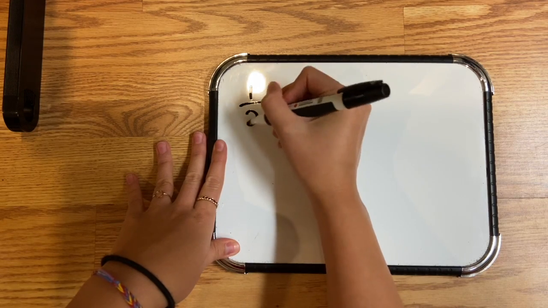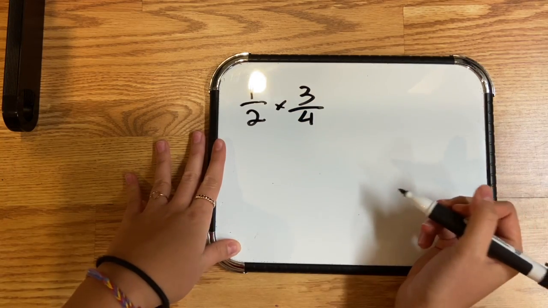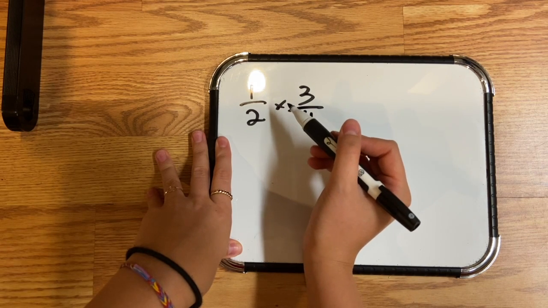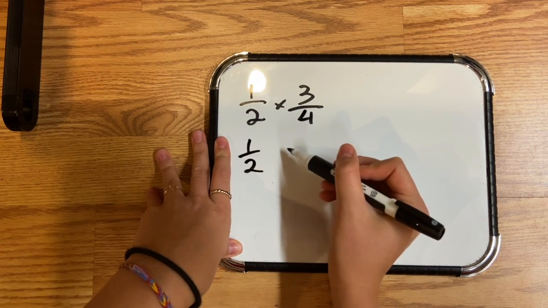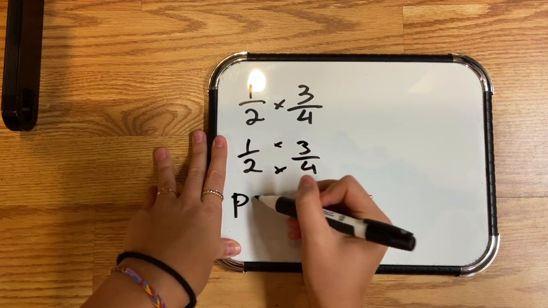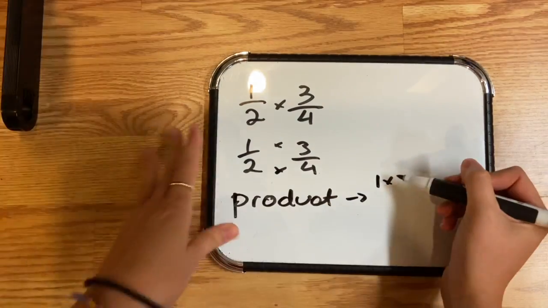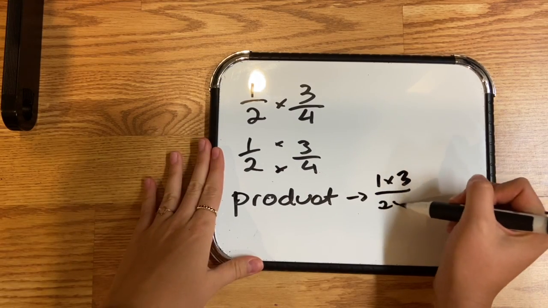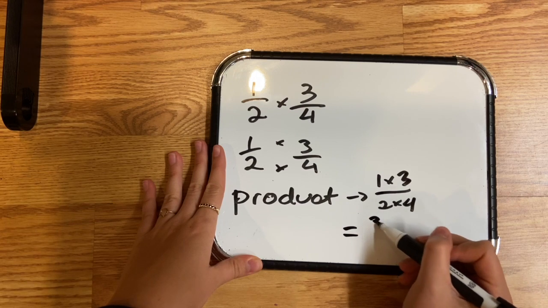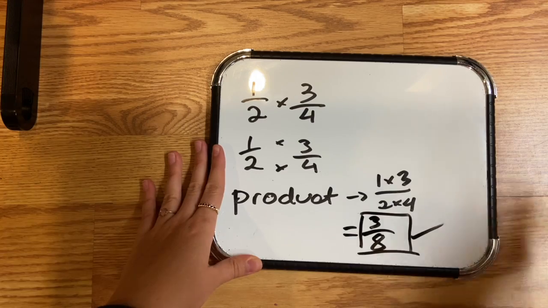Let's do an example. 1/2 times 3/4. Okay, when multiplying fractions, you basically are just multiplying the numerator and the denominator separately. So our product in this case will look like this. 1 times 3 over 2 times 4. So our product is 1 times 3 is 3 and 2 times 4 is 8. Our product is 3/8. Perfect.